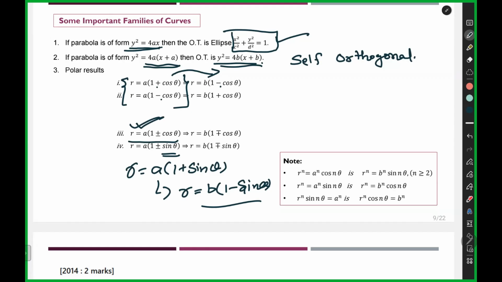Otherwise, if in second we have a family of curves of this type, r to the power n equals to some a to the power n cos n theta, then its orthogonal trajectory is of the same form. Here we have to replace cos by sine, and in case of sine, it is cos.